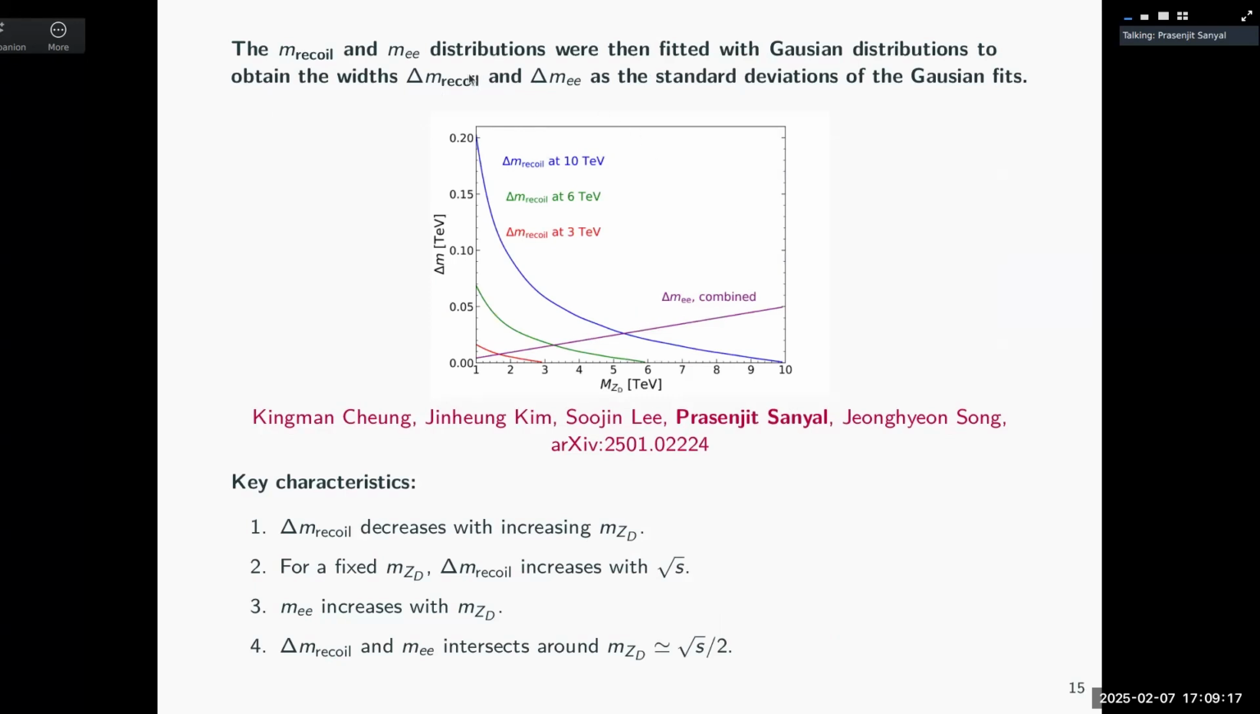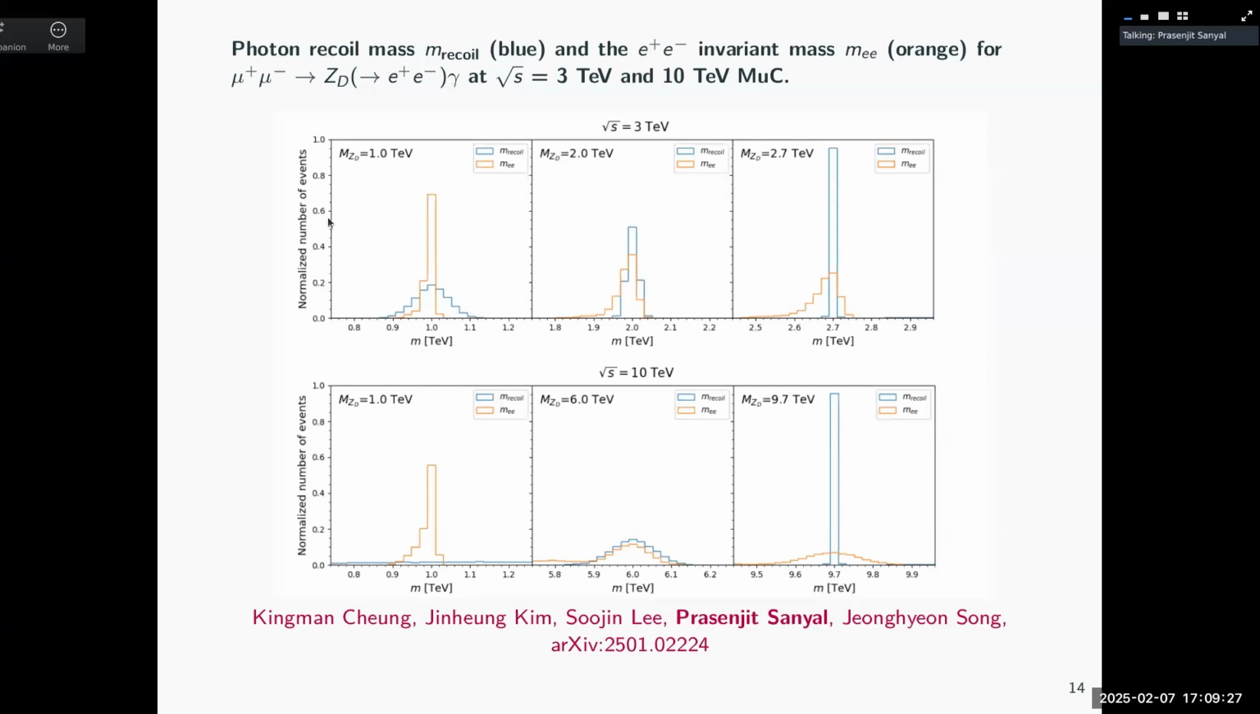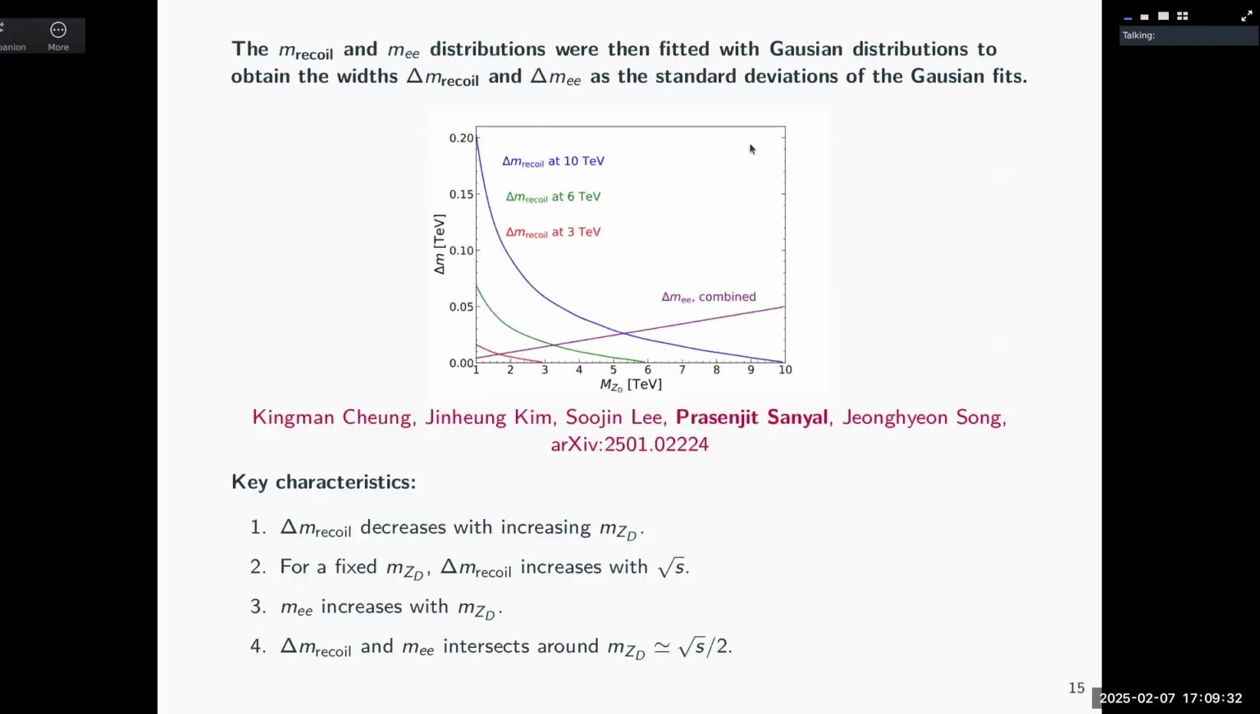Okay, so this recoil mass and the electron-positron invariant mass distributions can then be fitted with a Gaussian distribution, and we can find the widths. These widths are nothing but the standard deviations of the Gaussian fits. So in this plot, we have shown the width for the recoil mass at 10 TeV, 6 TeV, and 3 TeV muon collider, and the width for the electron-positron invariant mass.